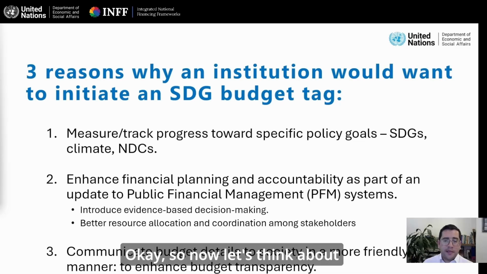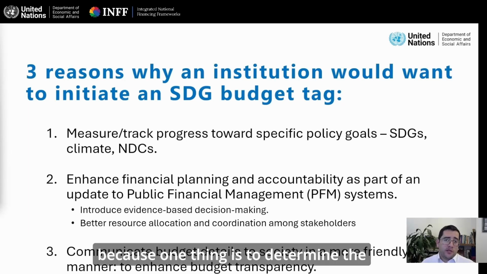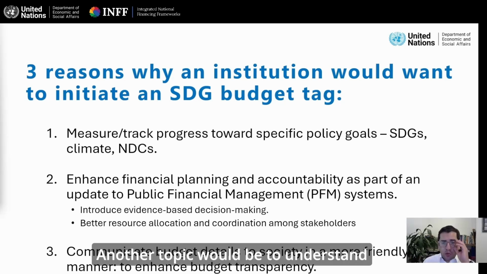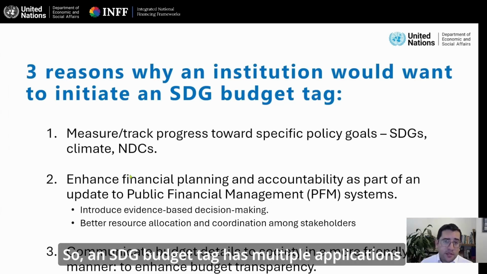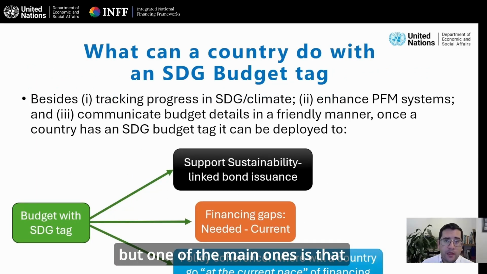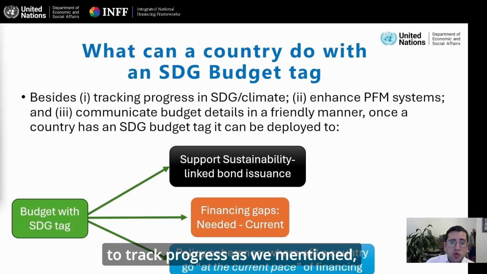Okay, so now let's think about what a country can do with an SDG budget tag. Because one thing is to determine the reasons why an institution would start an SDG budget tag. Another topic would be to understand what it can be used for. So an SDG budget tag has multiple applications, but one of the main ones is that it allows the country to determine some budgetary measures to track progress, as we mentioned.